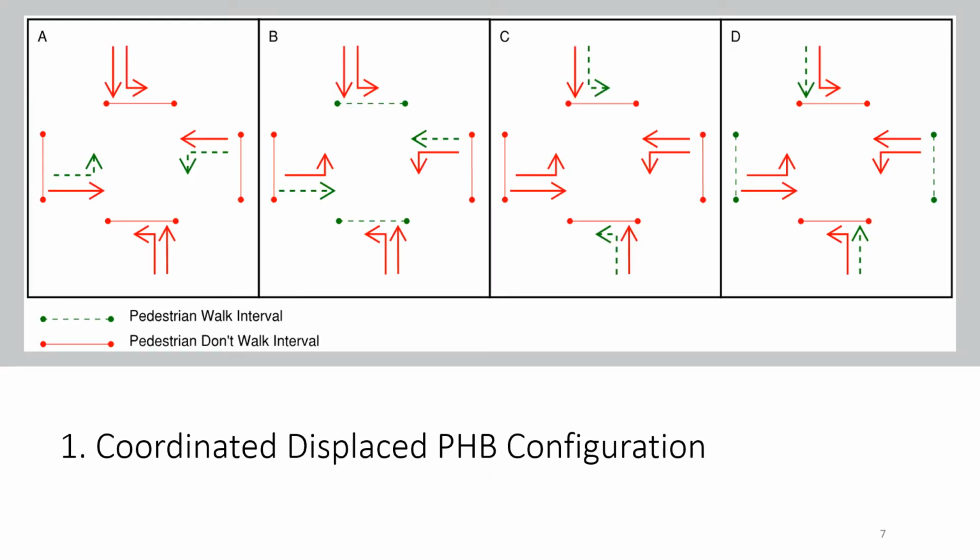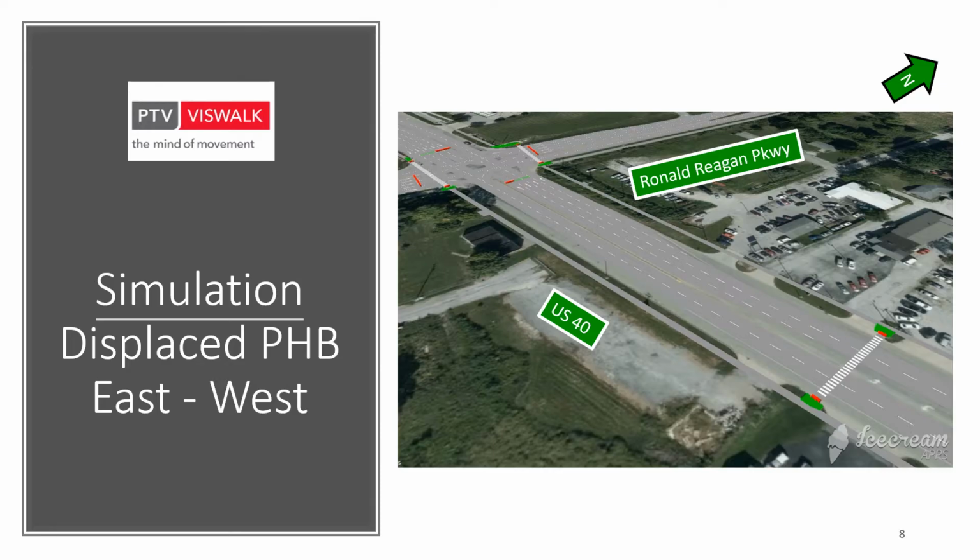The first option will still have the pedestrian served concurrently with the adjacent intersection through movement, here seen in box D. A simulation of the first configuration can be seen here of Ronald Reagan and US 40 in Plainfield, Indiana. Here exists a pedestrian wanting to cross from the north side to the south side of the intersection. This pedestrian is being served right now concurrently with the adjacent intersection through movement.